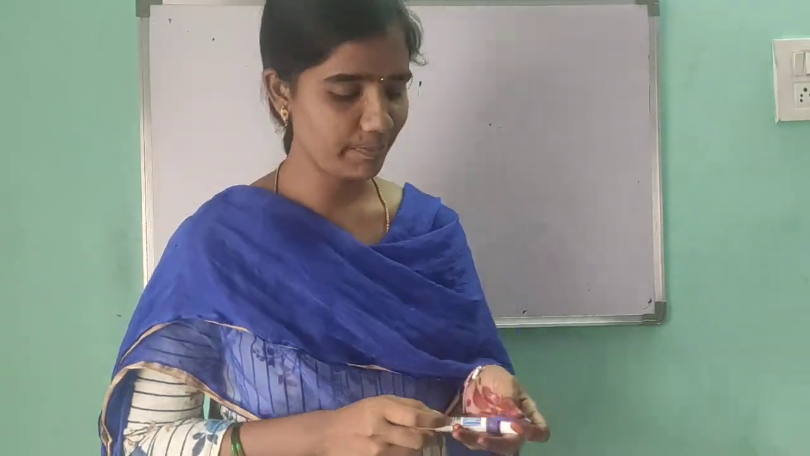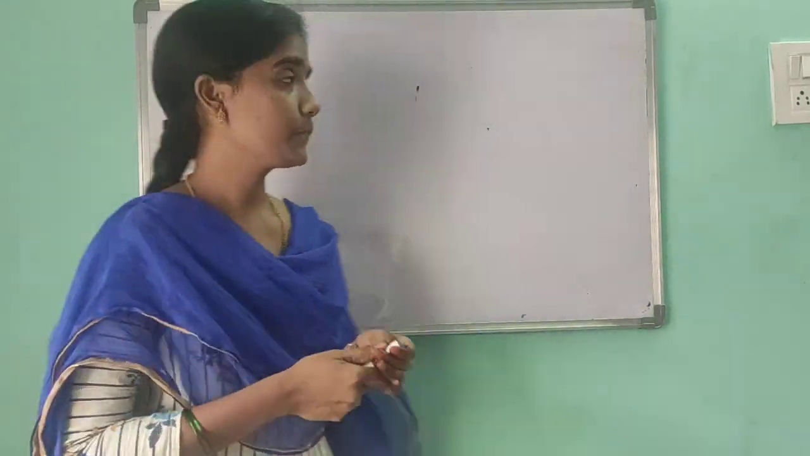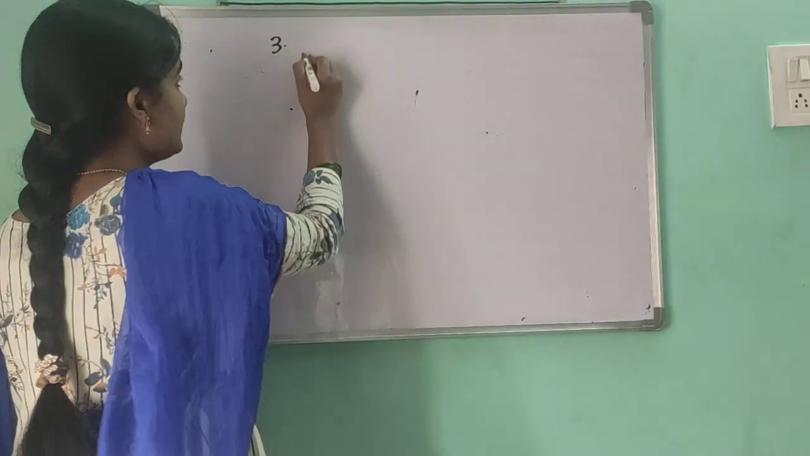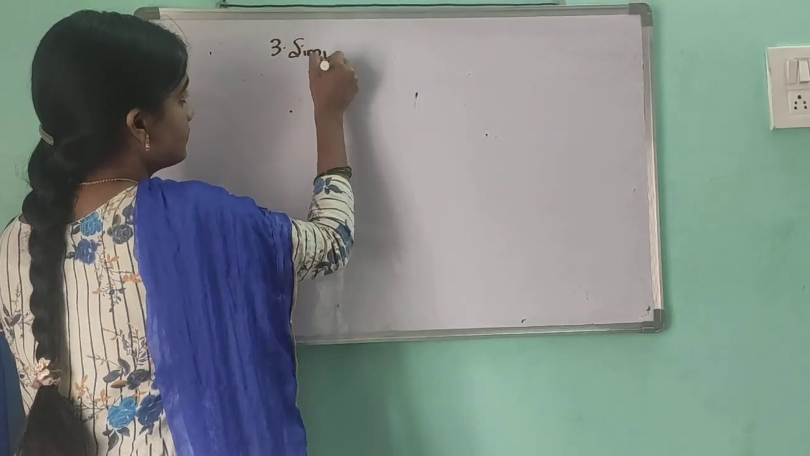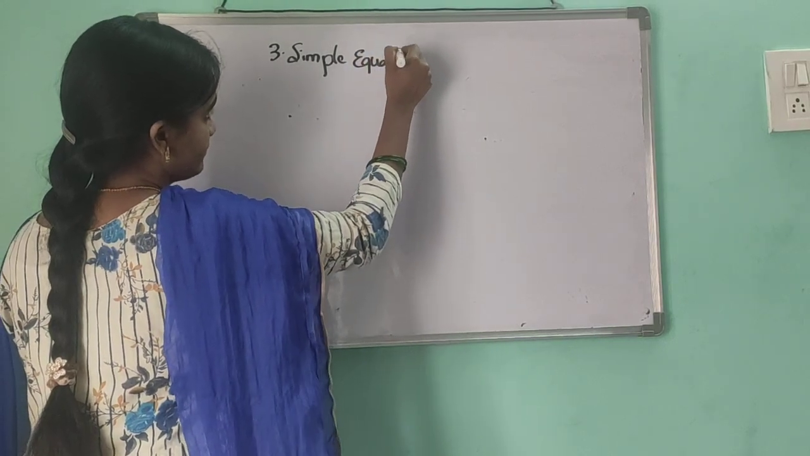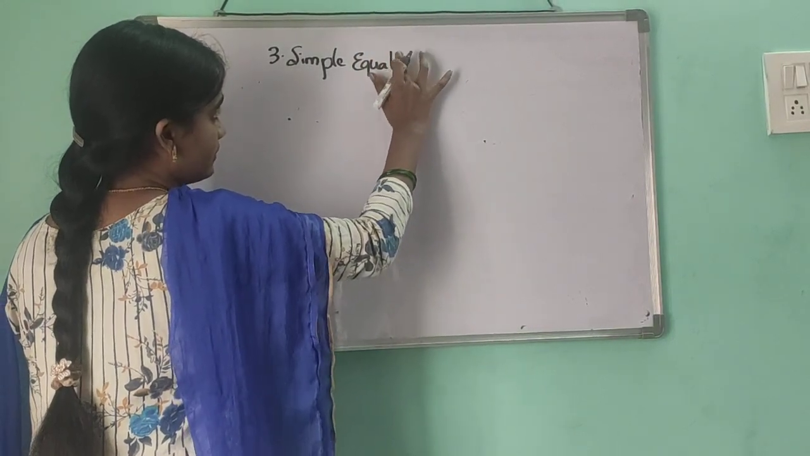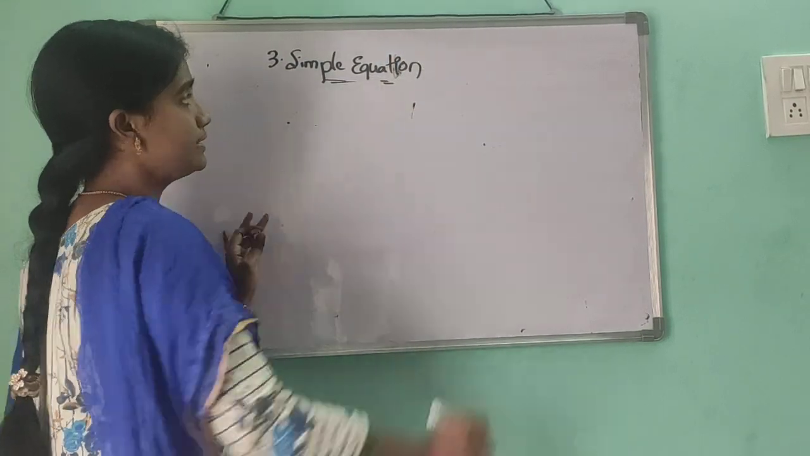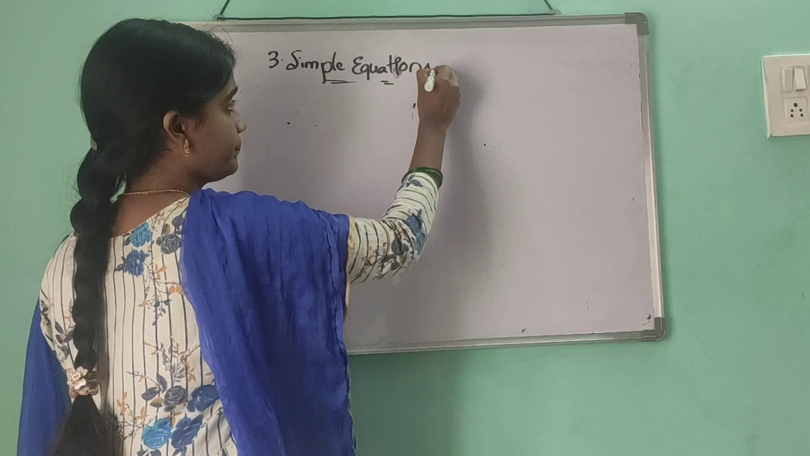Hope you are fine. In our previous class, we successfully completed our second chapter, fractions, decimals and rational numbers. Today, we are going to learn our new chapter, the third chapter, simple equations. Our third chapter name is simple equations.